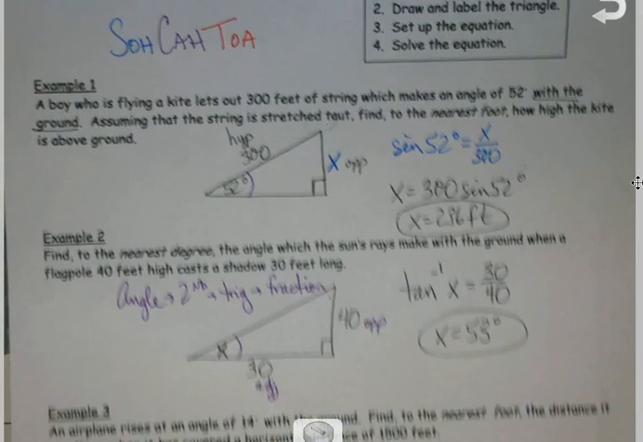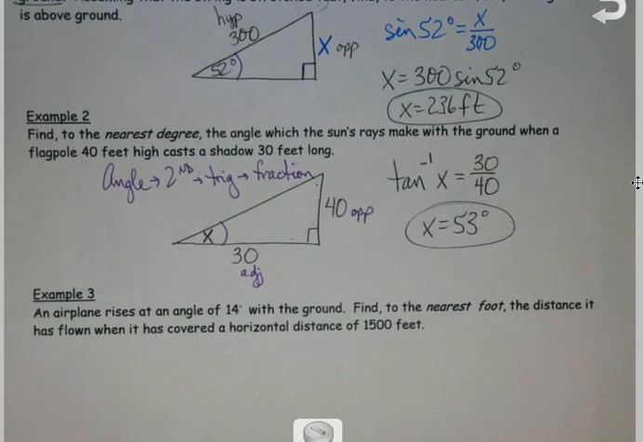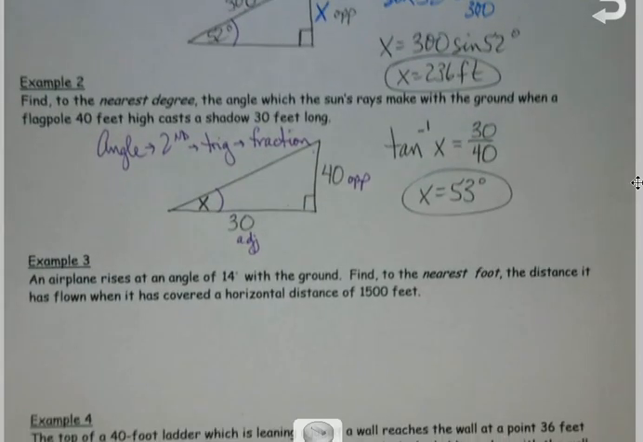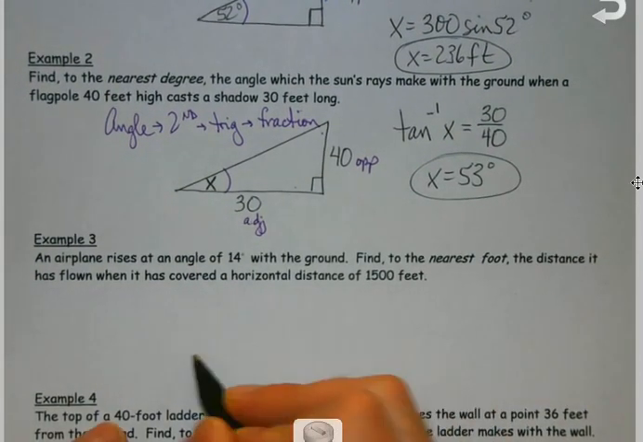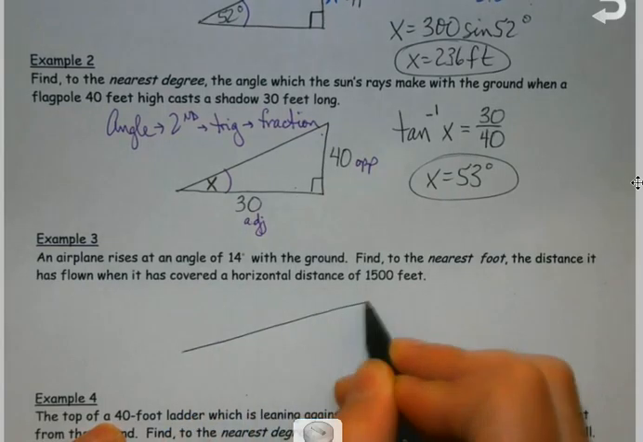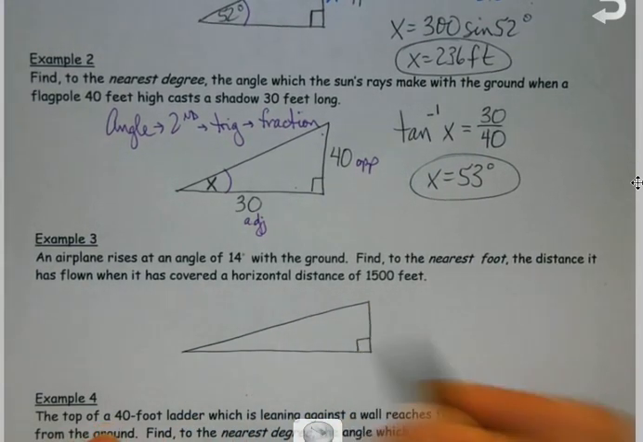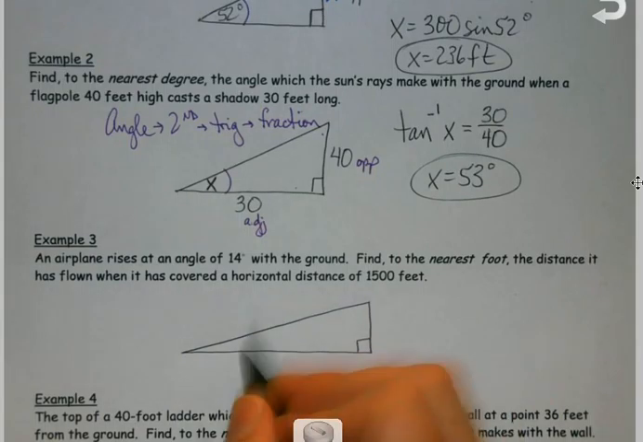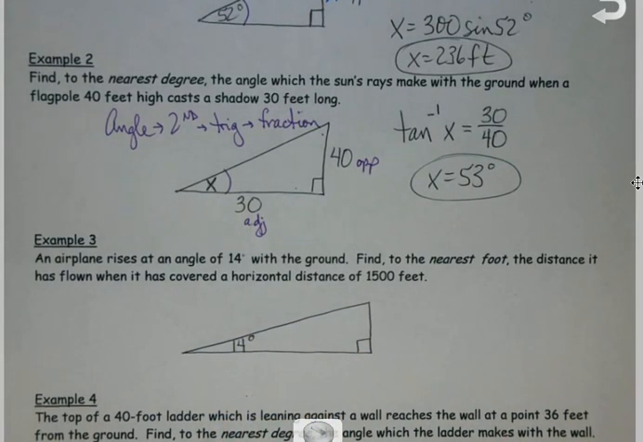So you see, it's kind of playing with it a bit and also seeing if your answers make a little bit of sense as we go. So I get down to example 3. Okay, we've got an airplane rising at an angle of 14 degrees with the ground. Now, I don't always worry about making my pictures perfectly to scale here. Kind of can drive you crazy otherwise. So again, it says with the ground, so my 14 degrees will be along here along the base. Find the nearest foot, the distance it has flown when it has covered a horizontal distance of 1,500 feet.